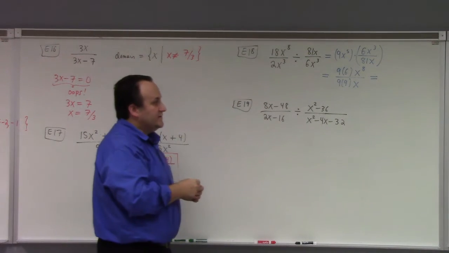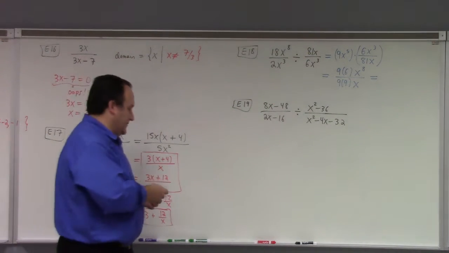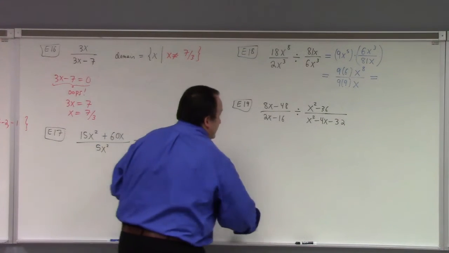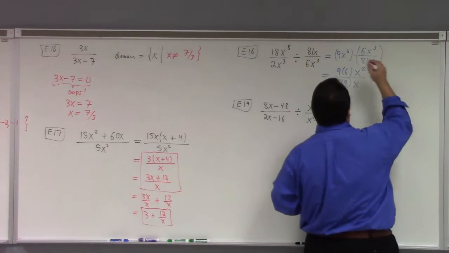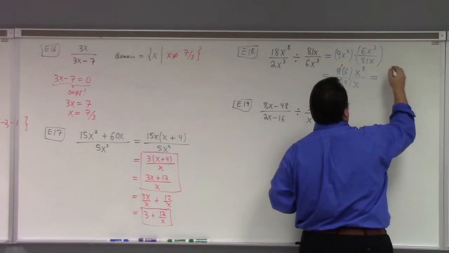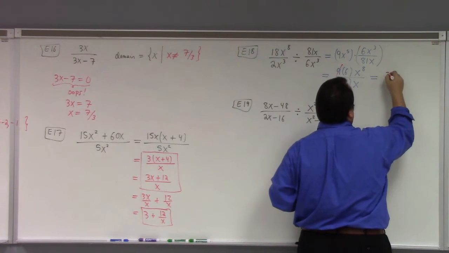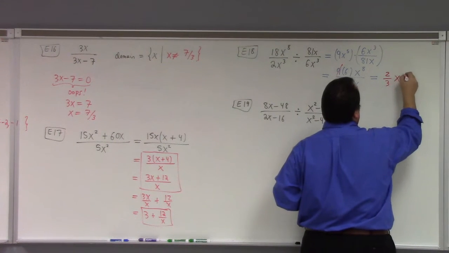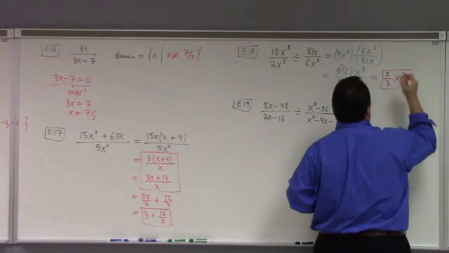There's a 9 that cancels, right? X to the 8th over x reduces to what? X to the 7th, yeah? So we've got 6/9, what is that? That's 2/3. So we get 2/3 x to the power 7 for that one.